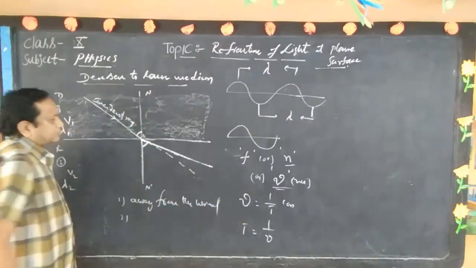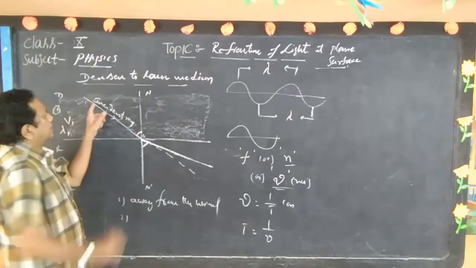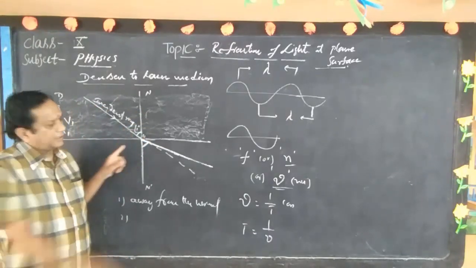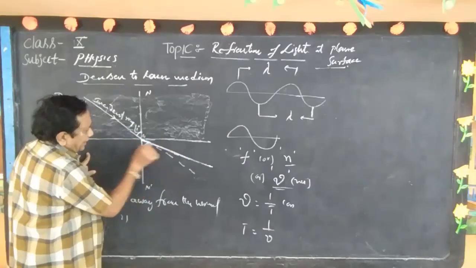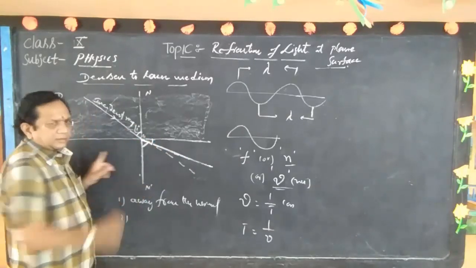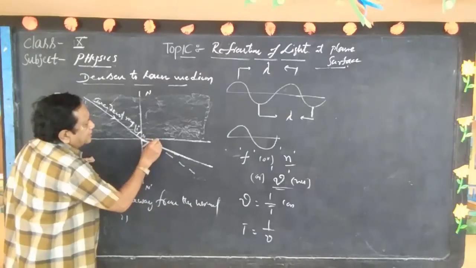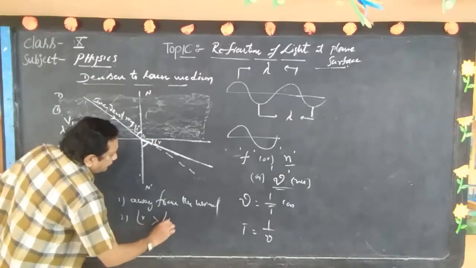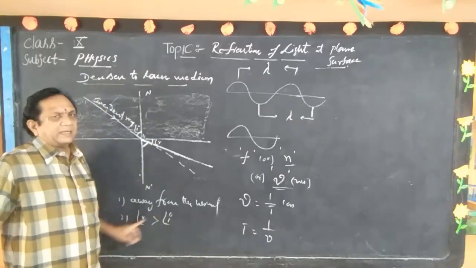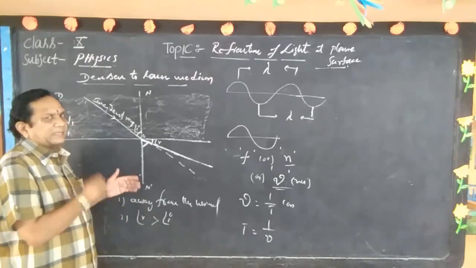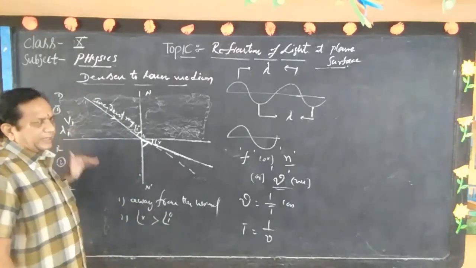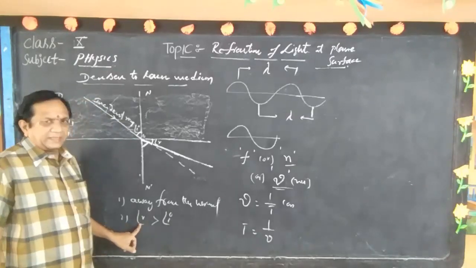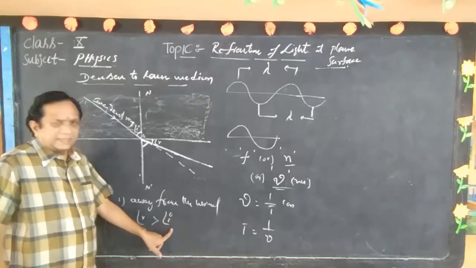Another one is here: the angle the incident ray makes with the normal is said to be the angle of incidence, that is I. Similarly, the refracted ray makes an angle with the normal, which is said to be the refracted angle. In this case, the refracted angle is greater than the incident angle. Angle O is greater than angle I. Yesterday I told you I is greater than O because the ray travels from rarer to denser. But in this case, the ray travels from denser to rarer medium, so the refracted angle is greater than the incident angle.